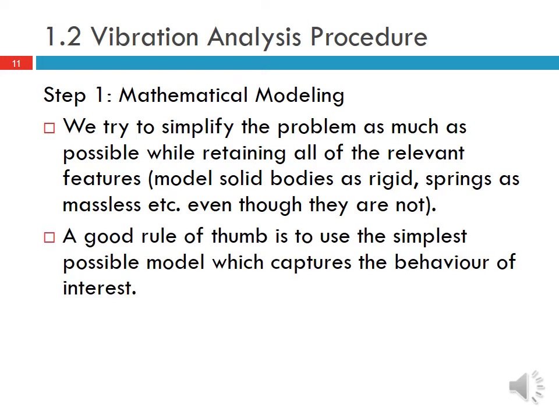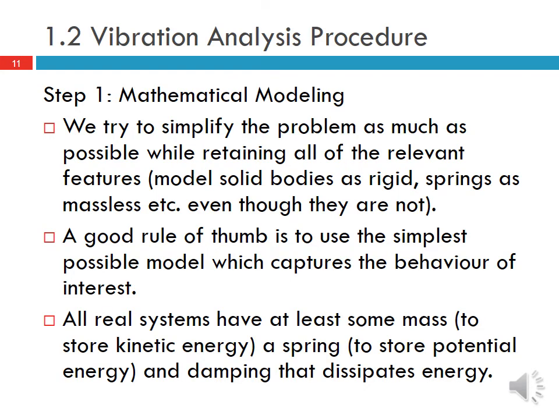A good rule of thumb is to use the simplest model possible, which captures the behavior of interest. So it's really important to know what we're trying to capture in our model so that we can choose the appropriate level of complexity. All real systems have at least some mass to store kinetic energy, a spring to store potential energy, and some sort of damping that dissipates the energy. So these are going to be the main elements that make up our vibratory systems.